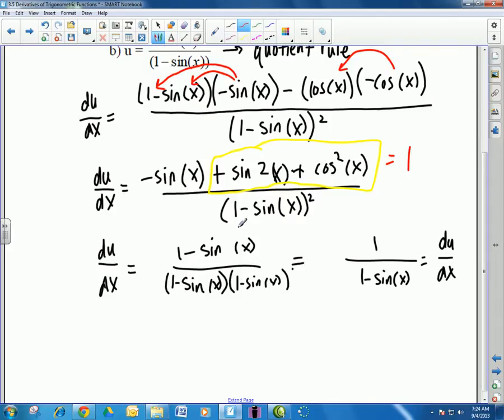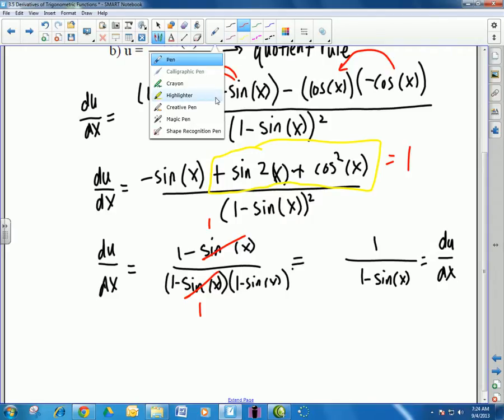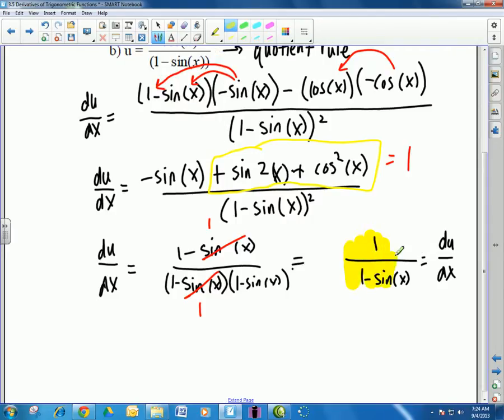Now, if you think of the denominator as the quantity squared, so it's 1 minus sine of x times 1 minus sine of x, you would notice that this will simplify with one of those, reducing those to both 1s. So then you would just have 1 over 1 minus the sine of x, and then that is as simplified as this problem is going to get there.